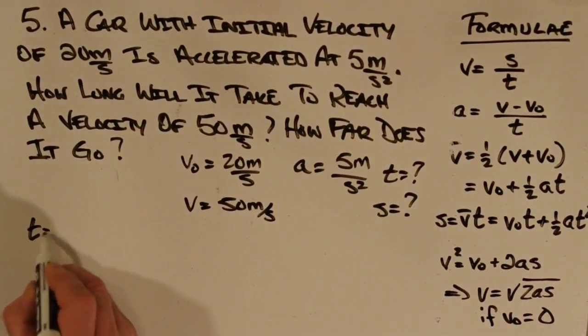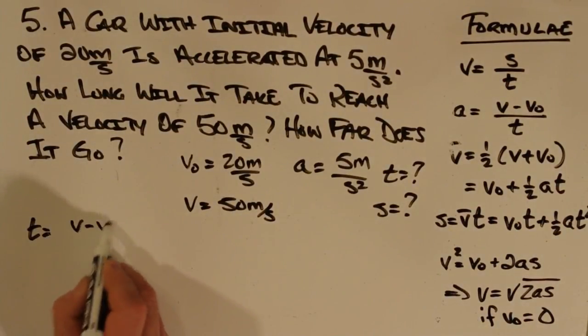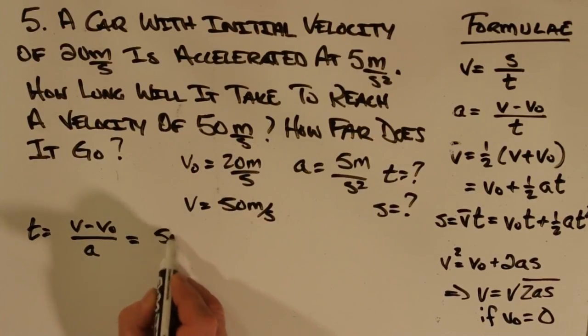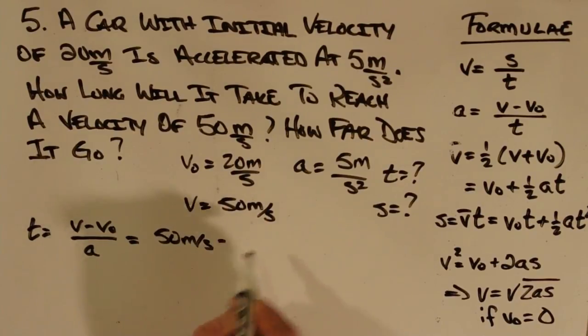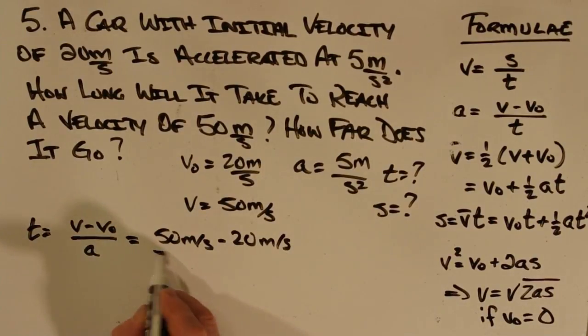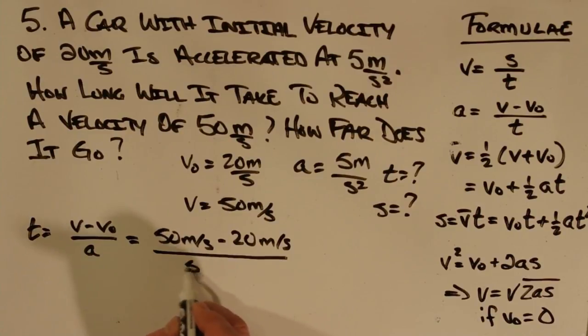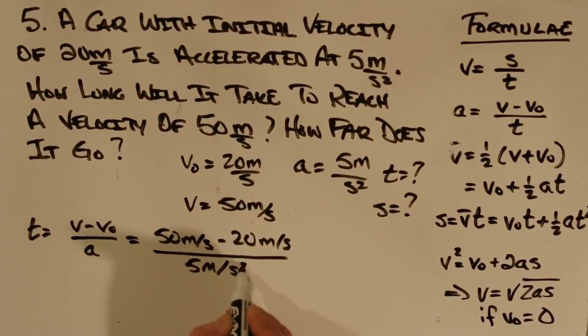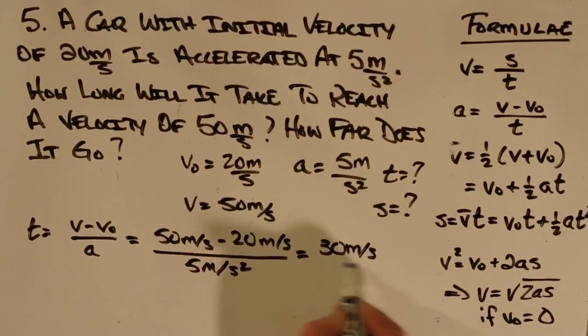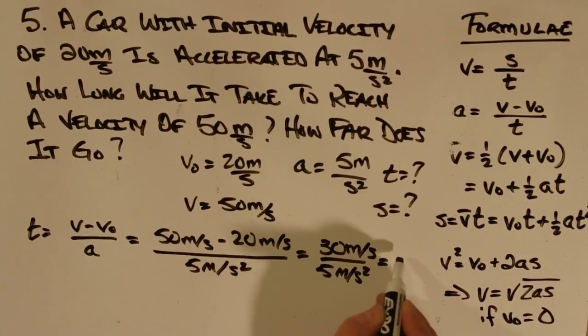Using the equation that we've used several times before, we have T is equal to V minus V sub 0 divided by A. So it's 50 meters per second, subtract 20 meters per second, divide that by the acceleration, 5 meters per second squared. And we get 30 meters per second divided by 5 meters per second squared, which is equal to 6 seconds.